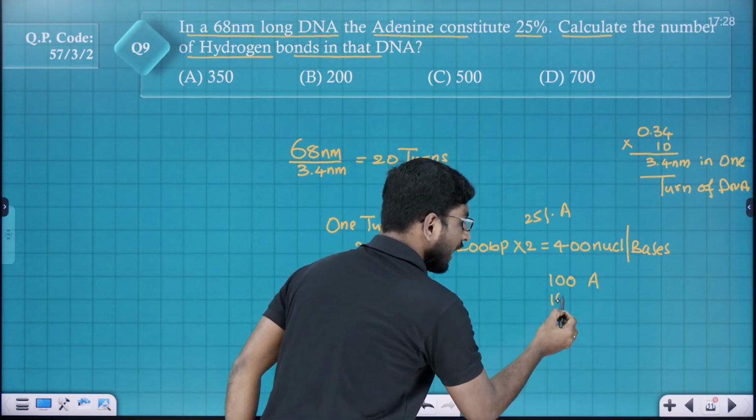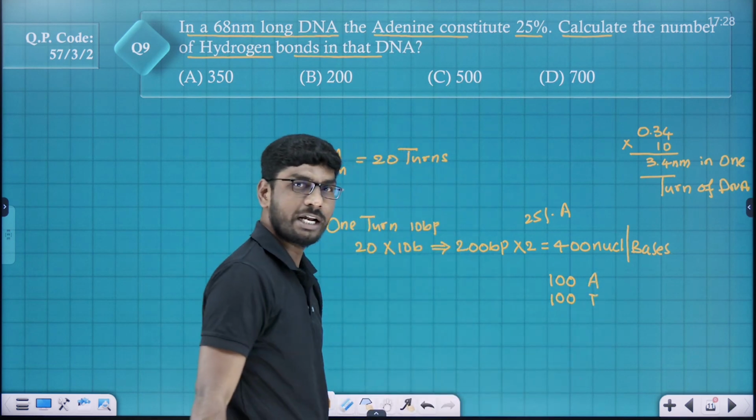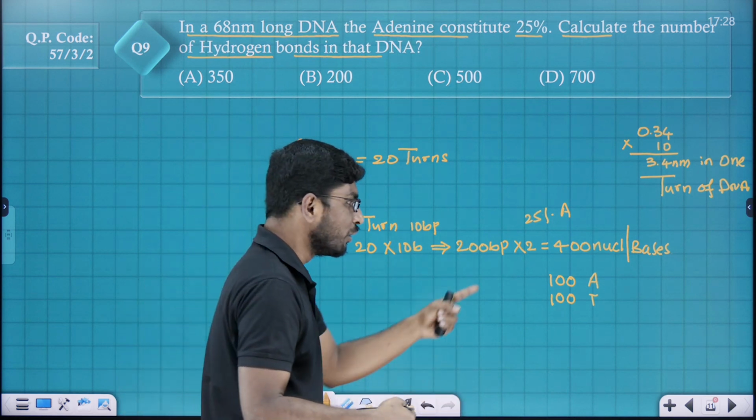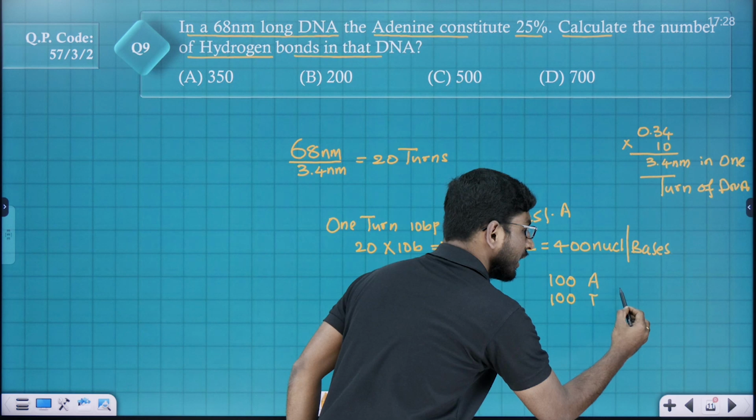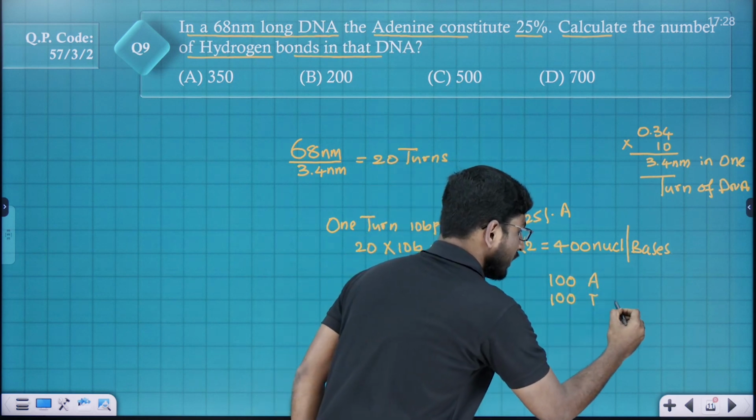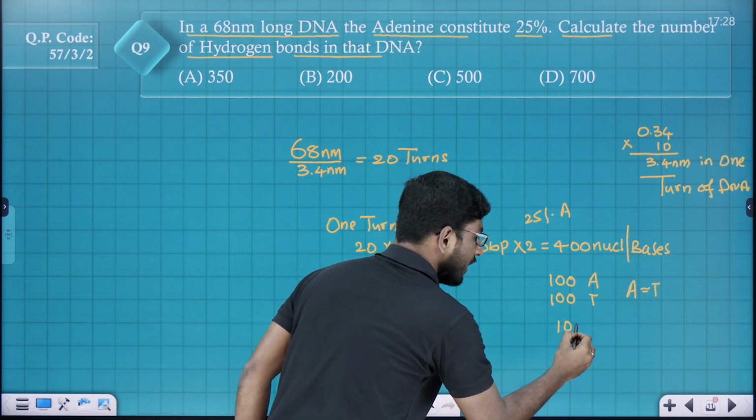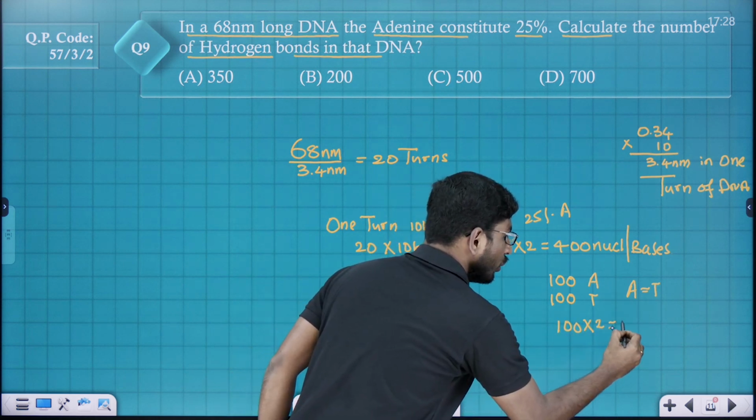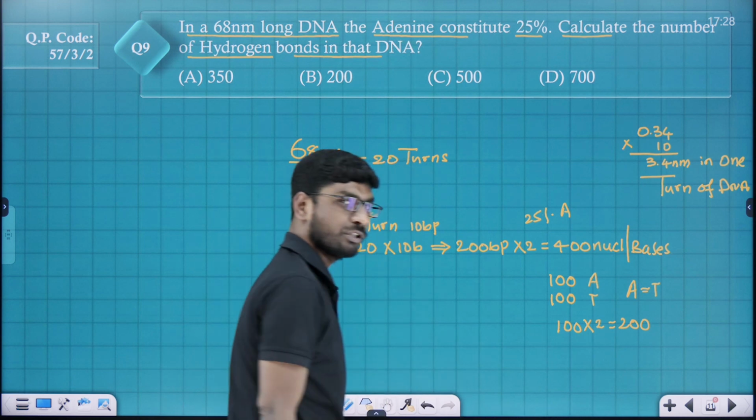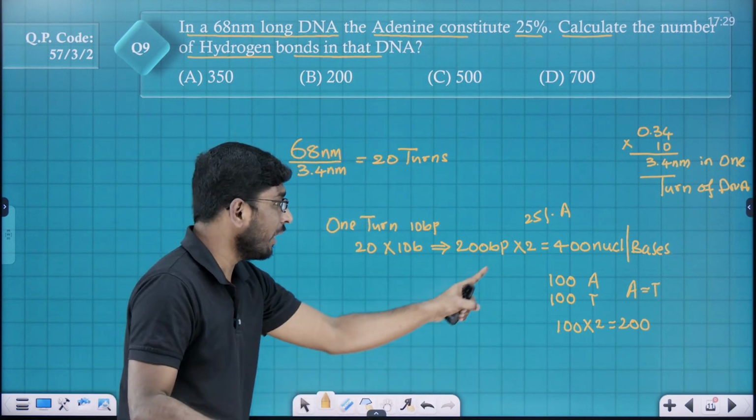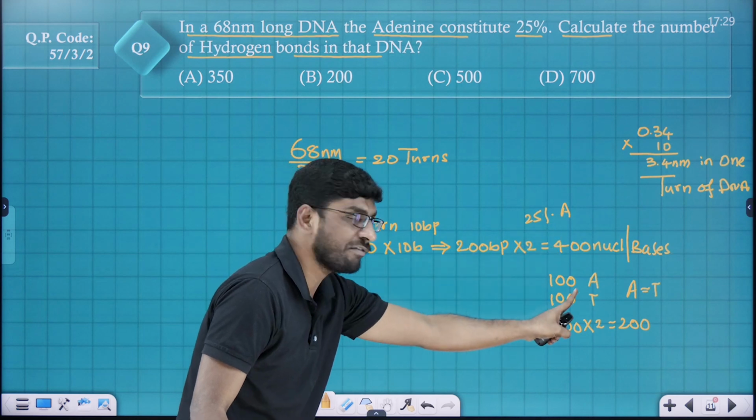So 100 thymine. A equals T, right? 25% is A means 25% T is also there. So between them, how many hydrogen bonds are there? Double hydrogen bonds between A and T. So 100 into 2, total 200 hydrogen bonds.